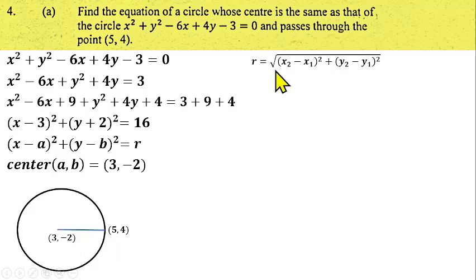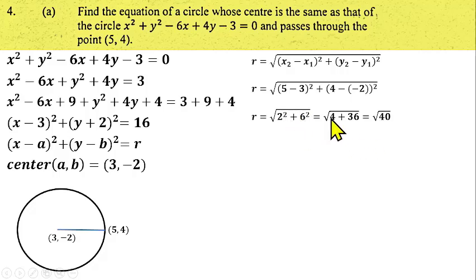That will give us a radius equal to the square root of the change in x squared plus the change in y squared, where our x2 is 5, our x1 is 3, our y2 is 4, and our y1 is -2. If you substitute that here, we have r equals the square root of (5 - 3) squared plus (4 - 2) squared. We simplify that further: 2 squared and 6 squared, so we have the square root of 4 plus 36, which gives us the square root of 40. So the radius of this circle is the square root of 40.